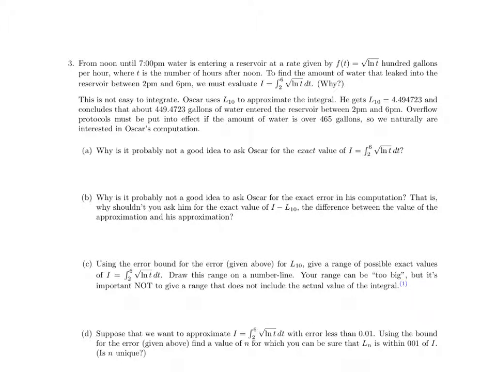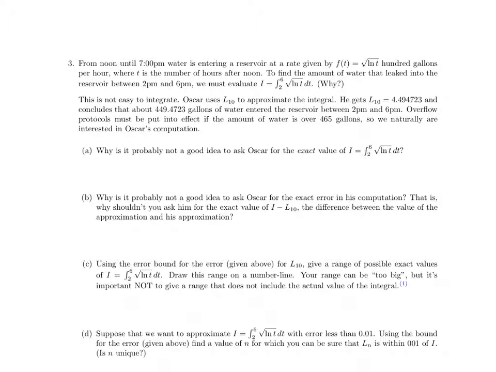Here we have Oscar. He apparently works at a reservoir, and this reservoir has water flowing into it during the afternoon and the evening. And the function that describes how the water is flowing into the reservoir is square root of natural log of t. And this function really works for t greater than 1. That's not a technicality that matters at all to this problem because we are caring about t greater than 1. But note that t is hours after noon.